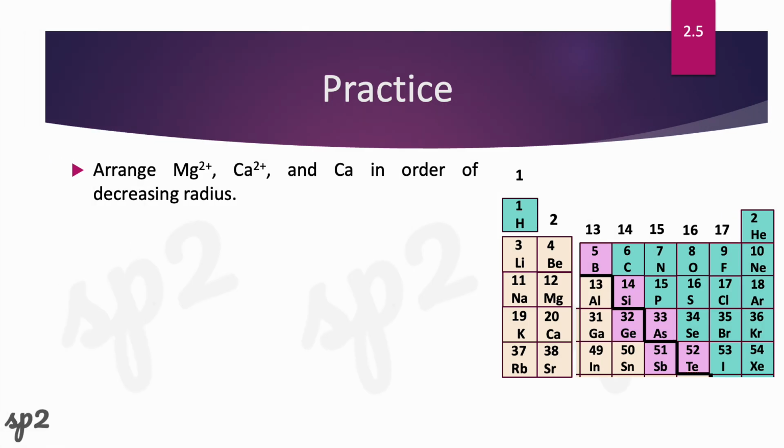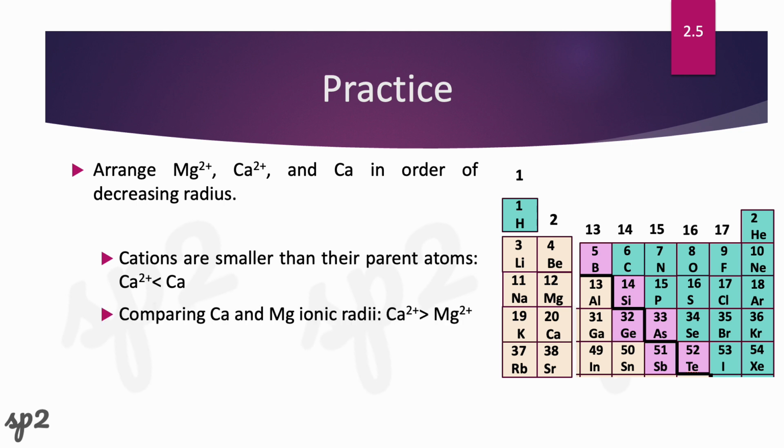Okay, so this practice is slightly different. So we have a kind of mixture of cations and atoms, okay? So we have the magnesium cation, the calcium cation, right? And then calcium, just the atomic form. And we try to have the order of decreasing radius, okay? So we know that the calcium ion is going to be smaller than calcium because that's a cation. We also know that calcium would be bigger than magnesium, right? And then you can kind of put them together. Calcium is the greatest one, right? And then I have the calcium cation, and then we have the magnesium cation as the smallest one. Cool, cool.